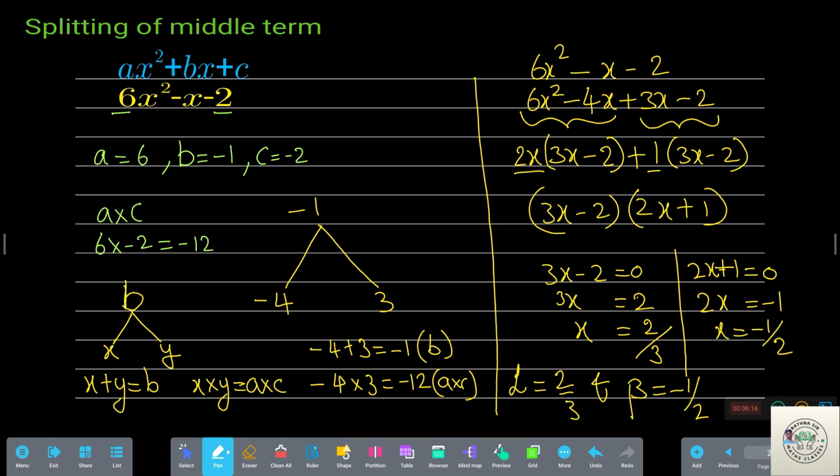So this is about splitting of middle term, to find out the zeros of the given quadratic polynomial. Okay, hope you all understood. This is just a revision of what you have learned in your 9th class.